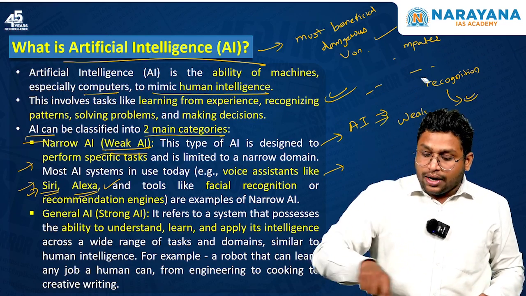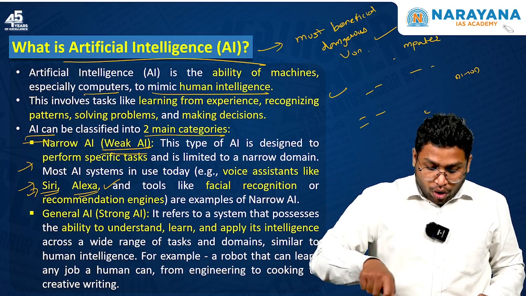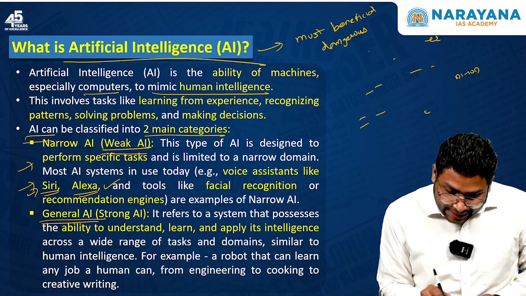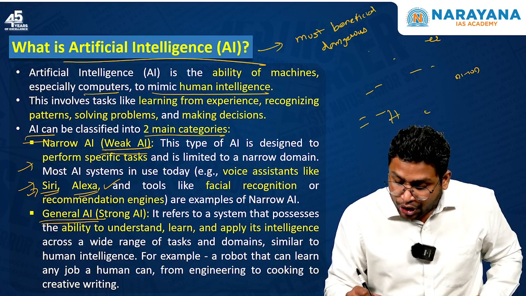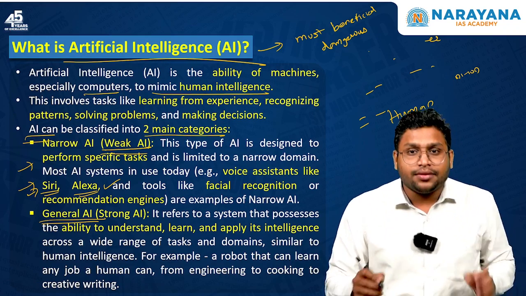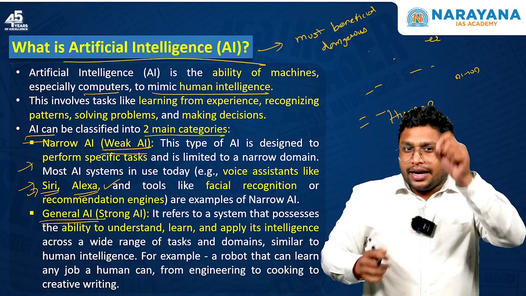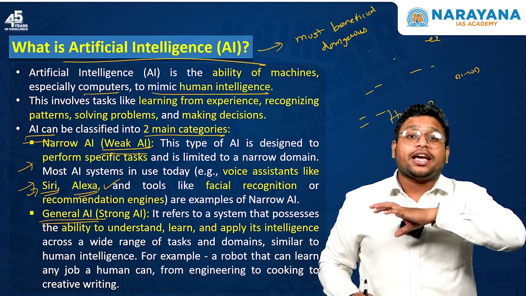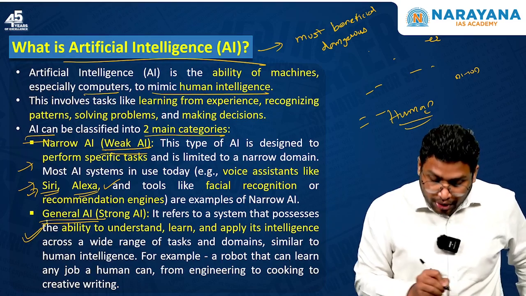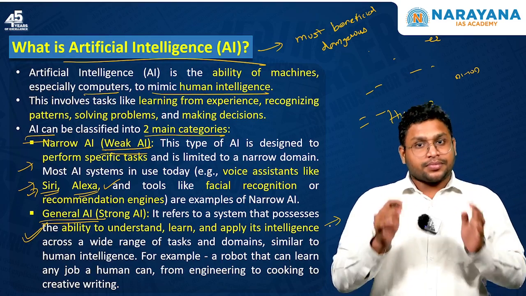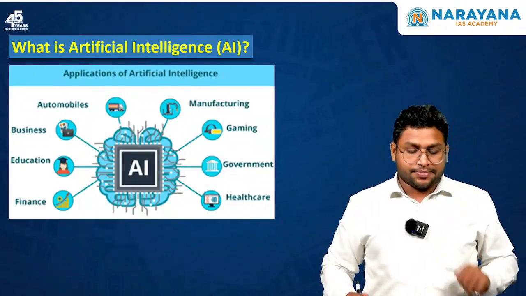We will call an AI a strong one, or general artificial intelligence, when it has equivalent ability just like human beings. So for example, if you build a robot and that robot is capable of doing everything that a human being is doing, then that will be called a strong AI robot. Clear? So these are the two categories.